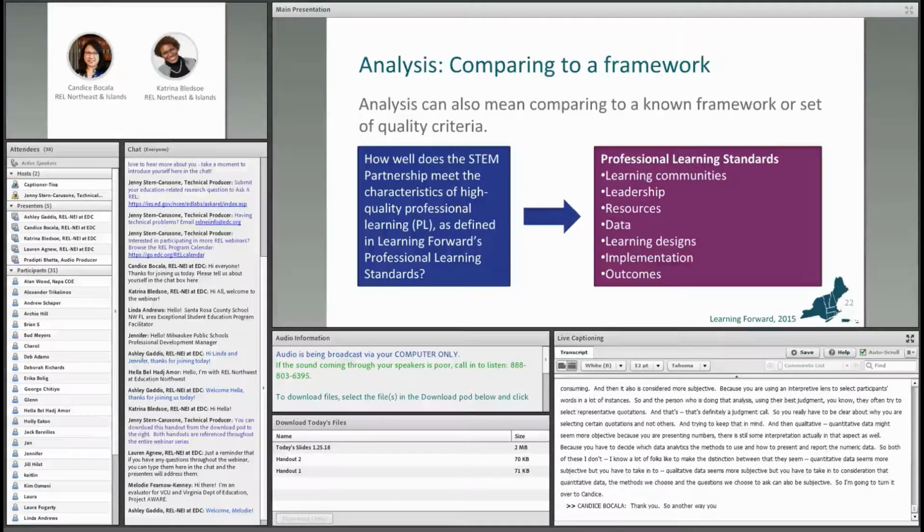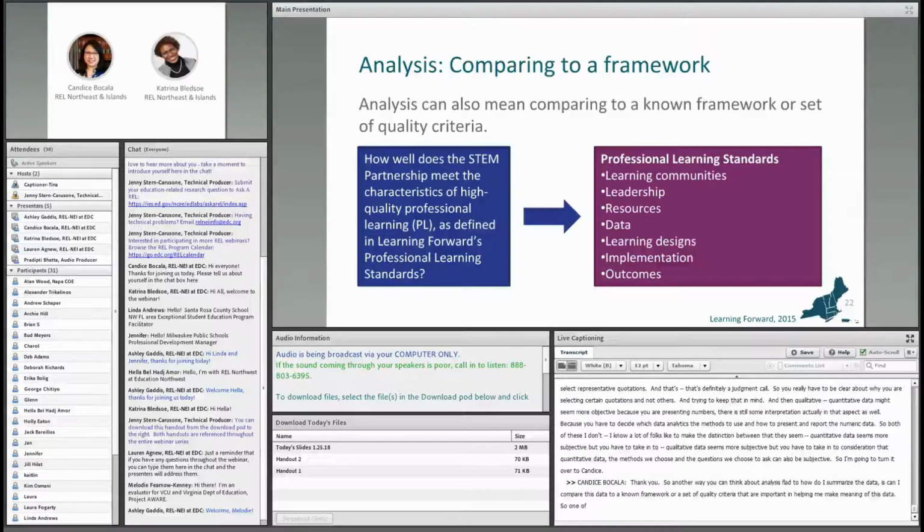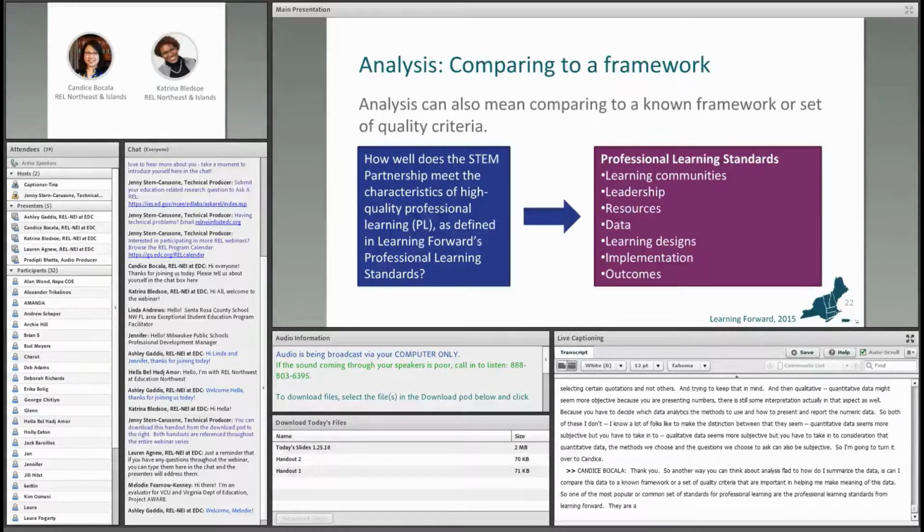So another way you can think about analysis, in addition to how do I summarize the data, is can I compare this data to a known framework or a set of quality criteria that are important in helping me make meaning of this data? So one of the most popular or common set of standards for professional learning are the professional learning standards from Learning Forward.